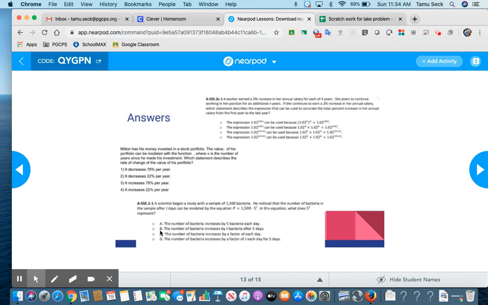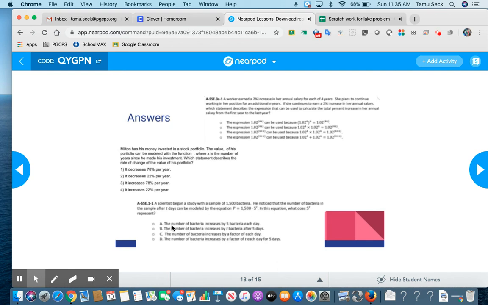So a scientist began a study with a sample of 1,500 bacteria. He noticed that the number of bacteria in the sample after T days can be modeled by the equation P equals 1,500 times 5 to the T power. In this equation, what does 5 to the T power mean? So 5 means that it multiplied by 5 every day. So you started with 1,500 and then it multiplied by 5 every day, and T represents the number of days.